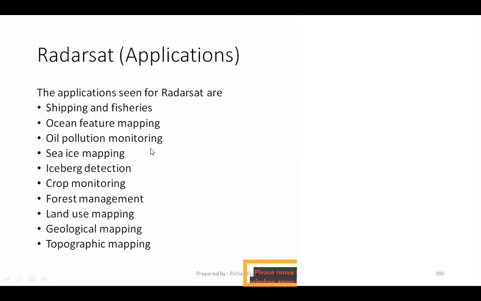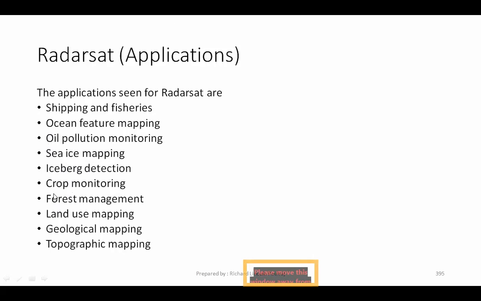Then oil pollution monitoring. Many factories just leave their pollutants into the water body, due to which the aquatic animals suffer. So Radarsat helps in monitoring the level of pollution in a specific area. Then ice mapping can also be done so that you can decide your route while you're on a ship. And then iceberg detection, very much necessary so that it protects your ship against wreckage.